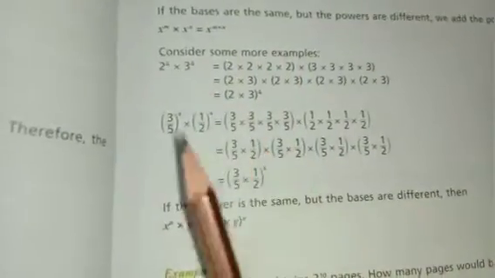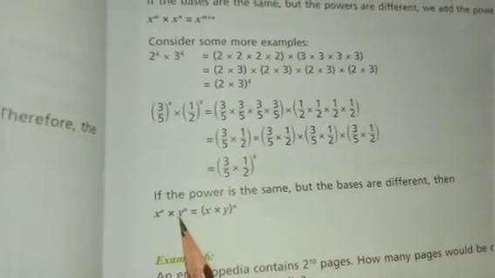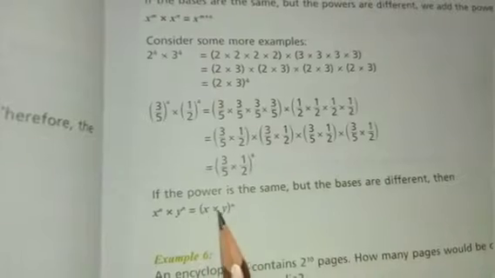In this example, if the power is the same but the bases are different, then x power n multiplied by y power n can be written as x multiplied by y whole power n.